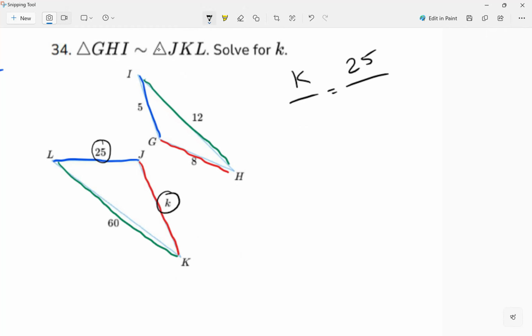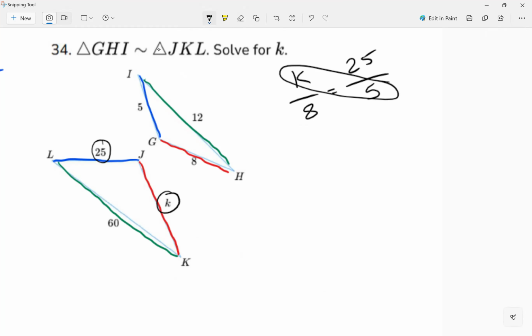All right, so I'm going to use that. Again, I could do the third fraction here, I could do the 60, but I only need two fractions. So why come up with a third? Okay, K is corresponding with 8. 25 is corresponding with 5. I'm just going to cross multiply.